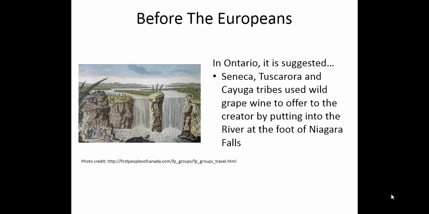We can also look pre-Europeans at the time when we had our indigenous peoples, our First Nations peoples living in southern Ontario. The Seneca, Tuscarora, and Cayuga tribes were said to have used wild grape wine, which they made themselves, and offer it to the Creator by putting it into the river, the Niagara River at the foot of the falls, as a thank you for the Creator's giving it to them. Obviously, it was an important component of perhaps the medicinal practices, perhaps sacramental or religious reverence, and possibly even purely for pleasure.